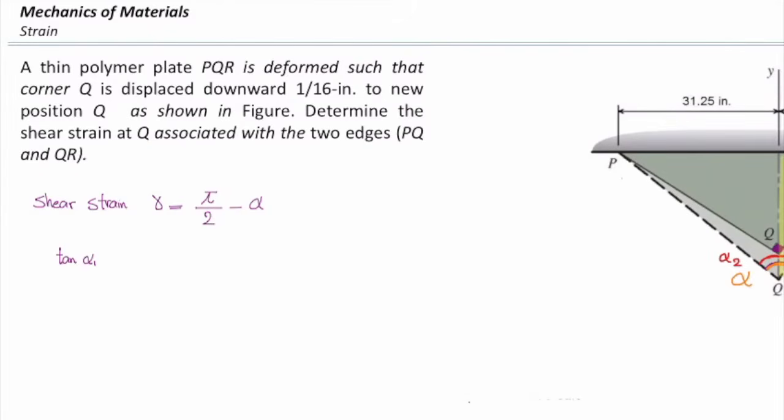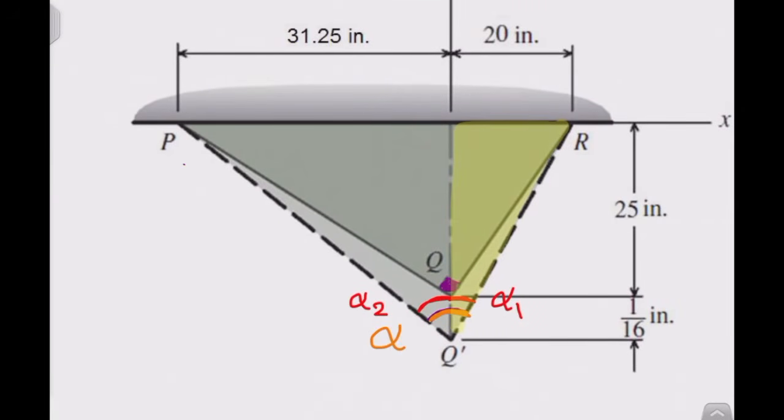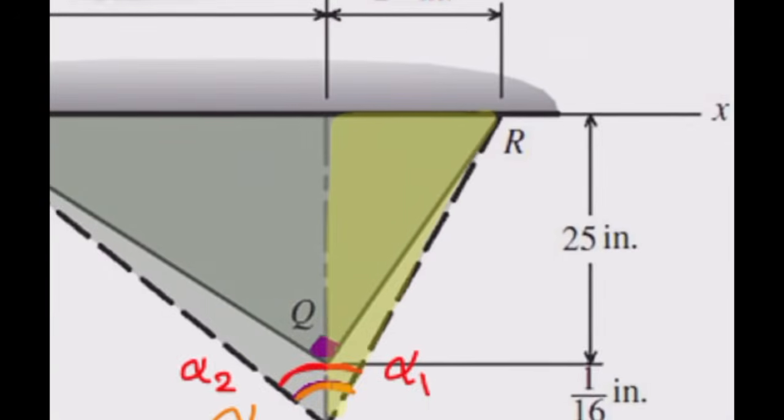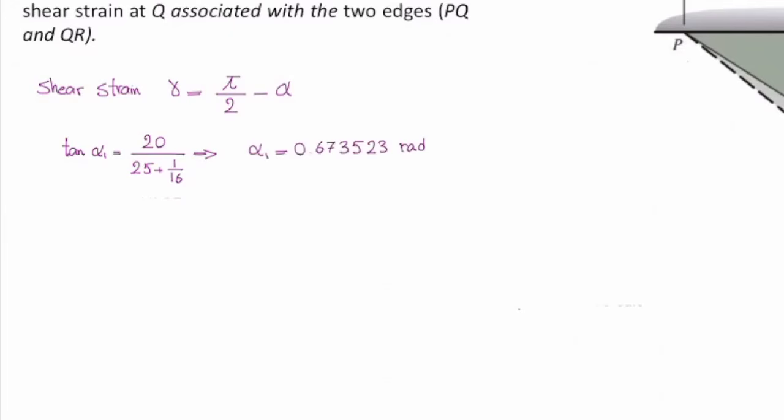Tangent of alpha 1, as we discussed, is 20 inch divided by 25 plus 1/16 inch. Look at this triangle for detail. So tangent of alpha 1 is 20 inch front edge divided by the side edge, which is 25 plus 1/16 inch. Alpha 1 would be equal to the inverse tangent of 20 over 25 plus 1/16, and that would be equal to 0.673523 radian.